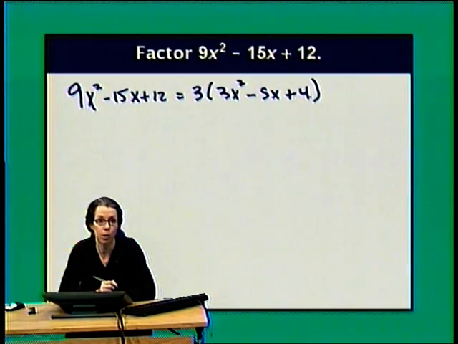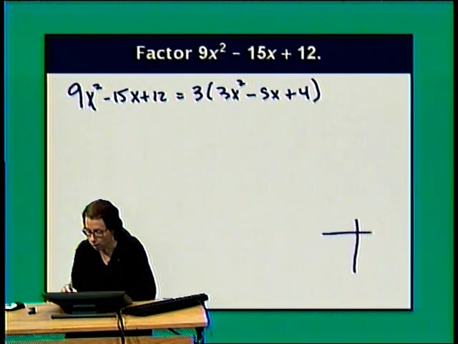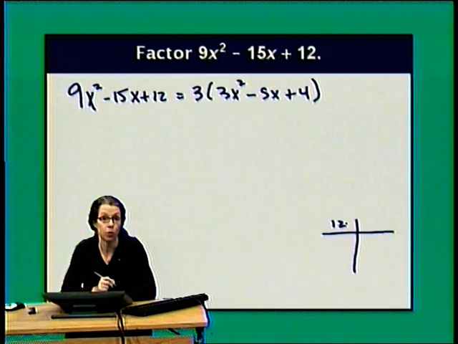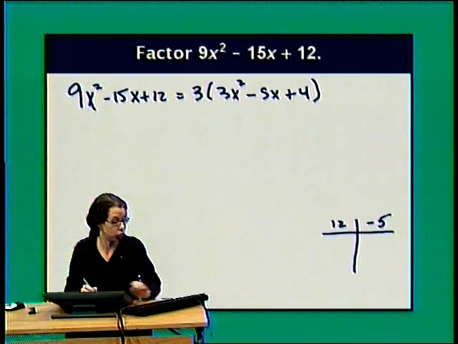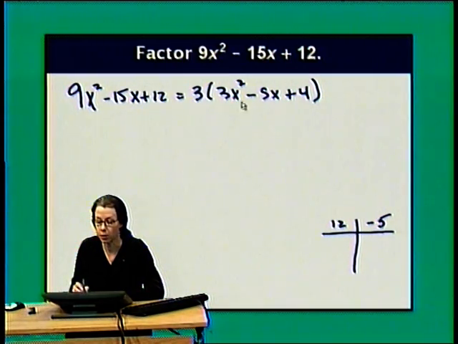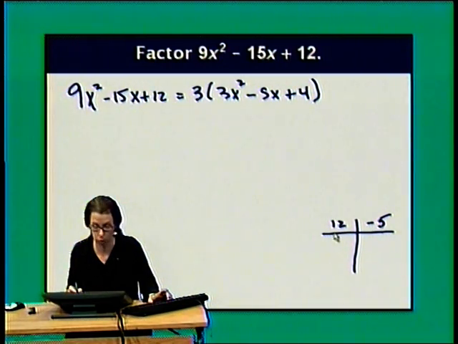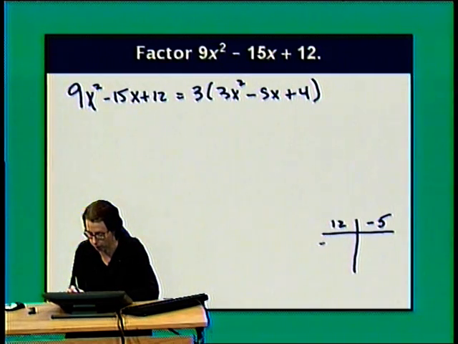What's inside the parentheses is a trinomial I can factor by grouping. I'm going to be looking at factors of 12 that are going to add to negative 5. Where did I get the 12? The 12 is the product of 3 times 4. Negative 5 is the coefficient of x. Since I have a positive product and a negative sum, I need both of my factors to be negative integers. So, what are my possibilities?